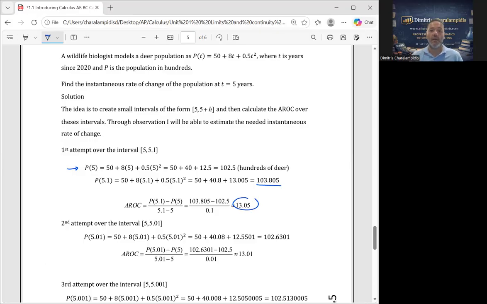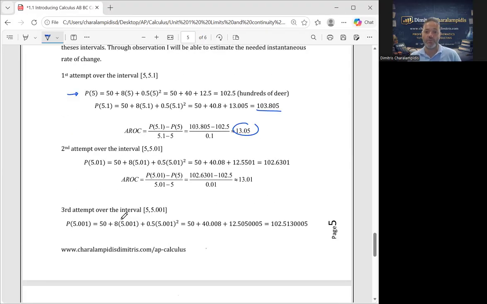In my second attempt, I got closer to 5. Instead of using 5.1, I used this time 5.01. I recalculated from the beginning P(5.01), which was equal to 102.6301. And then again, I calculated the average rate of change on this new smaller interval. I found that to be 13.01.